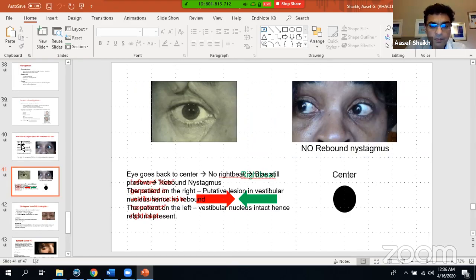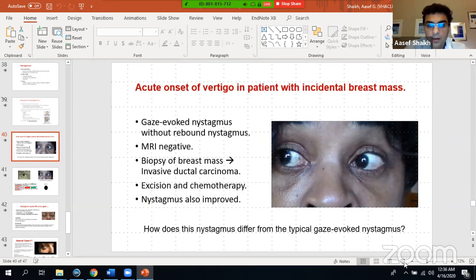For some reason, I'm having difficulty playing this video. Okay, I'll just play it from here. For some reason, I'm not able to. It's not moving. So I'm just going to play the video from here.